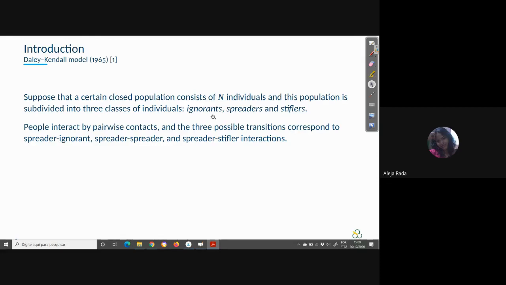The people interact by contact. The spreaders are gossipy people who tell the rumor to other individuals of the population. When a spreader has contact with an ignorant, the ignorant becomes a spreader. If the spreader contacts another spreader, both of them become stiflers, so the result is two stiflers. And if the spreader meets a stifler, the result is the same: we have two stiflers. The initial spreader becomes a stifler.